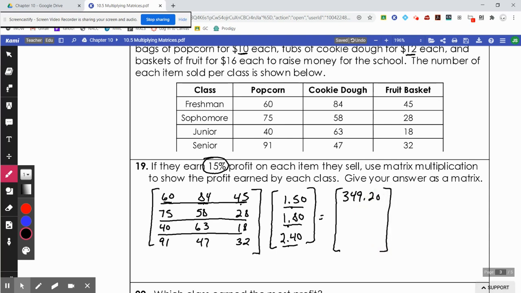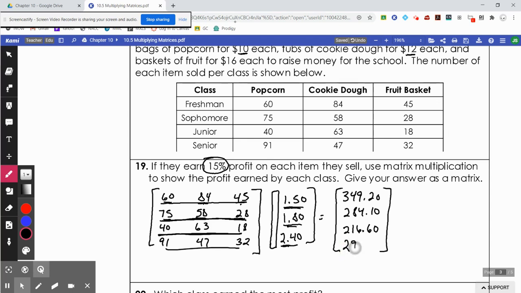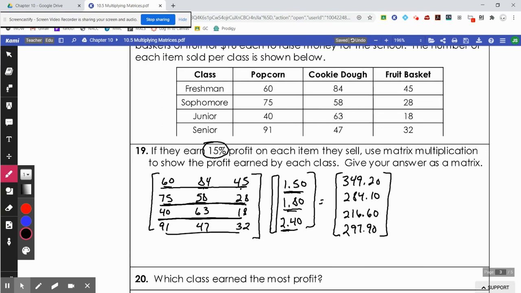$349.20. Do the same thing for the sophomore class here. Multiply each item here by each item here, and you get $284.10. Multiply the third row by the only column, and you get $216.60. And then the last row times the only column gives you $297.90. So again, in our resultant matrix here, here's how much the freshmen, sophomores, juniors, and seniors earn.